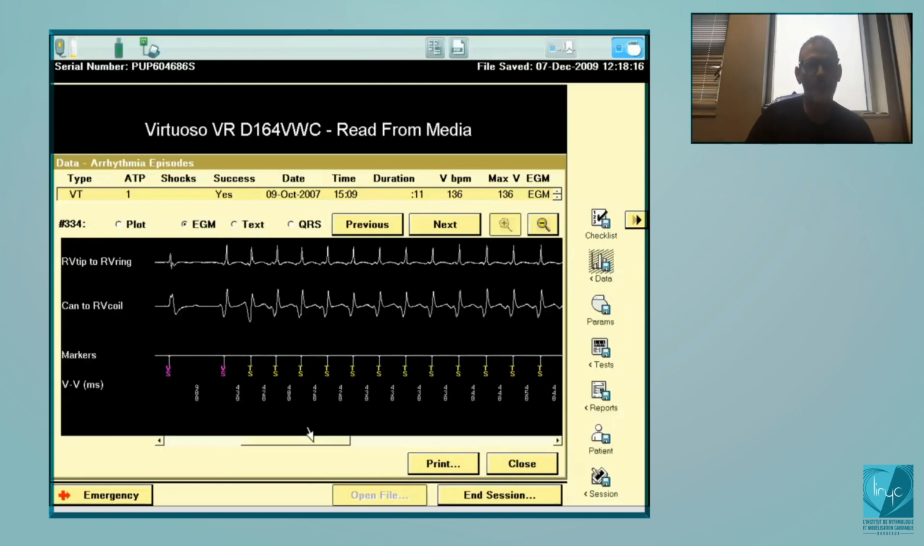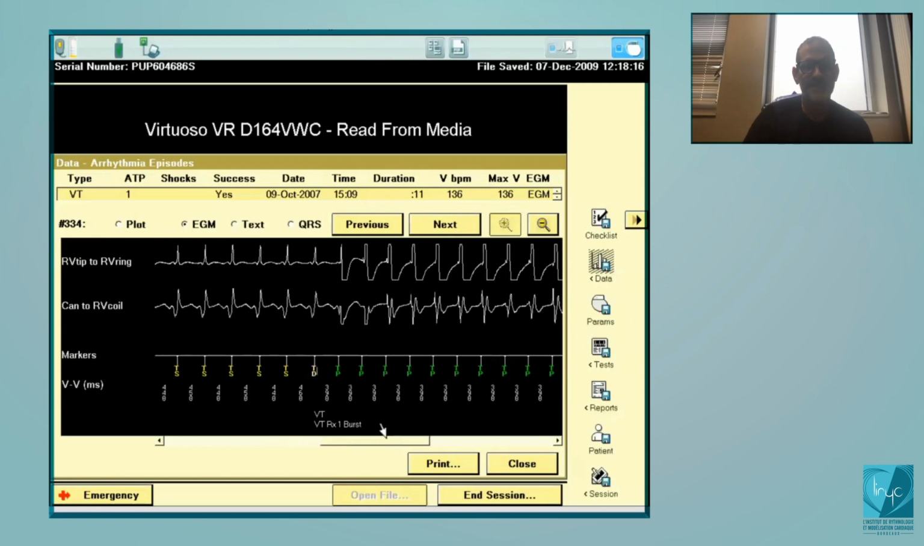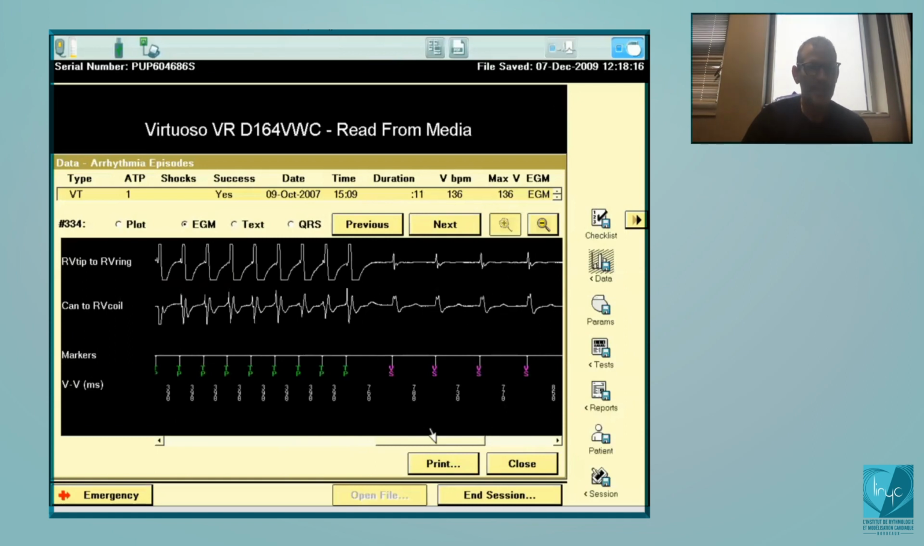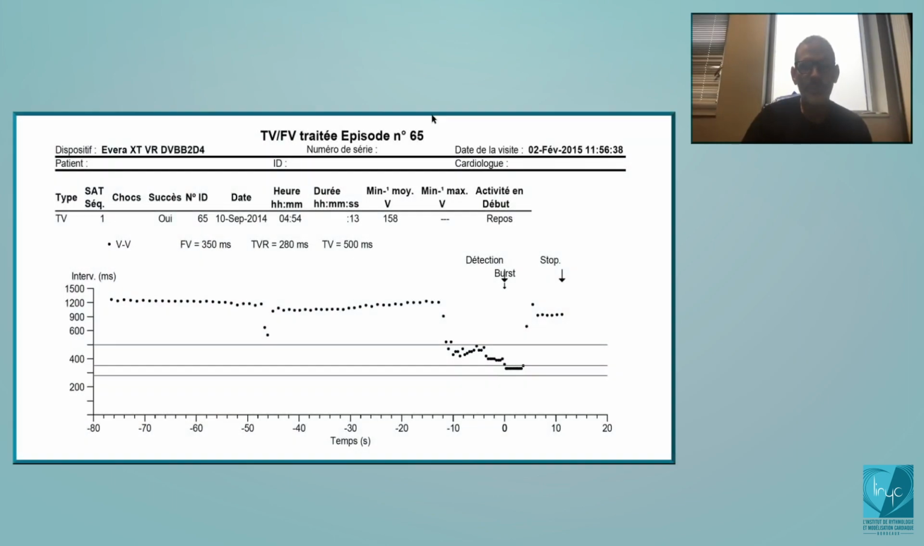Okay, simple. As I said, now I will share my screen. As I said, it is not recommended today to program all 3. It's recommended to program only 1. You need to remember that in Medtronic, if you program the 3 discriminators, you need all 3.